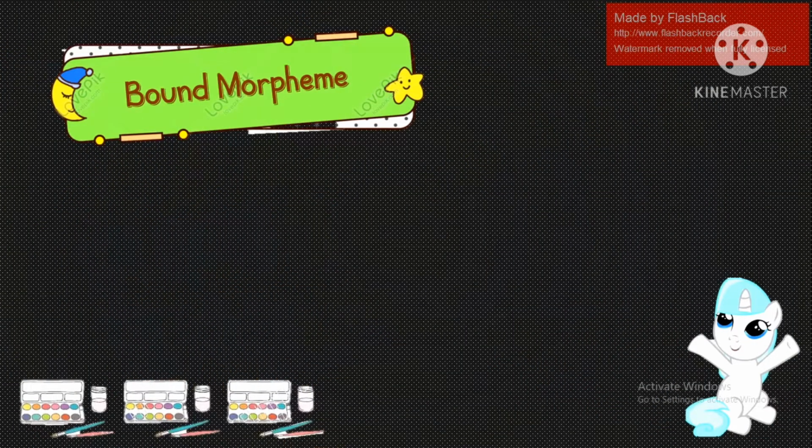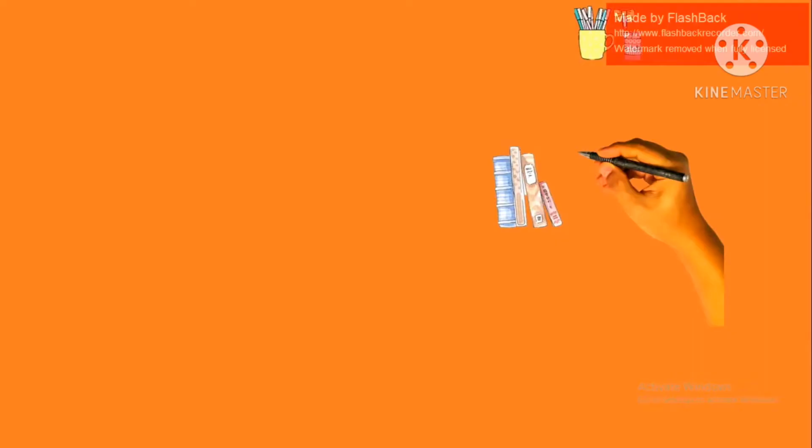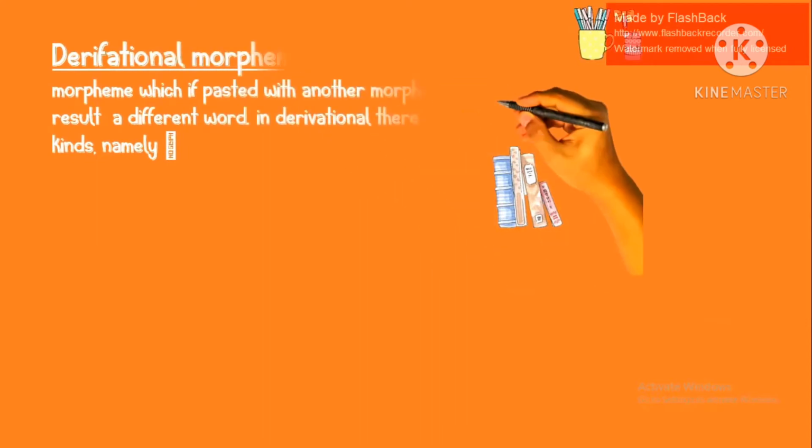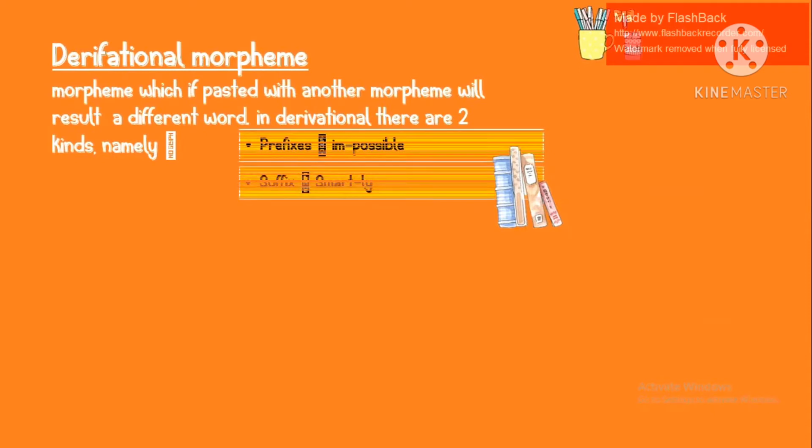Bound morpheme. The bound morpheme is the morpheme that cannot stand alone but must be bound or attached to other morphemes. The types of bound morpheme are derivational morpheme. Derivational morpheme is a morpheme which, if combined with another morpheme, will result in a different word. In derivational, there are two kinds, namely prefix at the beginning of the word and suffix at the end of the word.